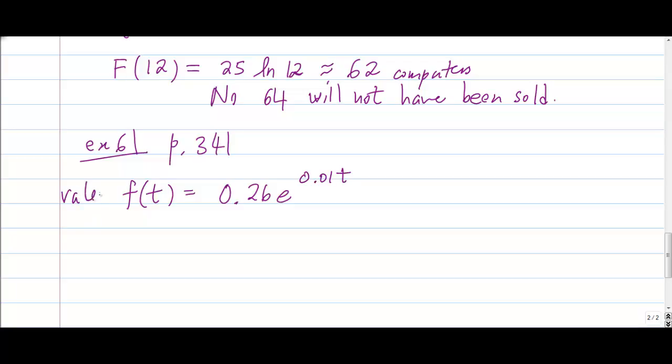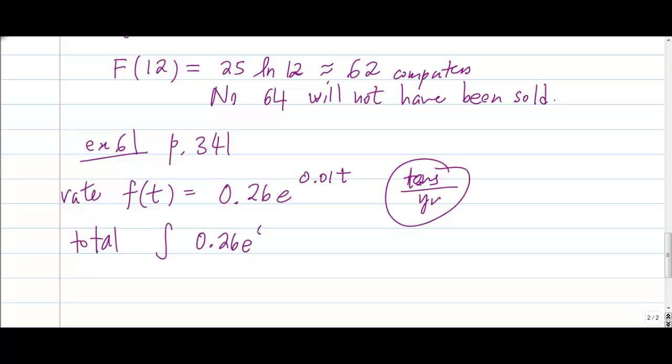So this is the rate they give us. How do we know it's a rate? It's metric tons per year, right? Sometimes even if they don't say the word rate, look at the units. The units will tell you that it's a rate, tons per year. So now we need to find the total consumption, so we need to integrate. The integral of 0.26 e to the 0.01 t dt.